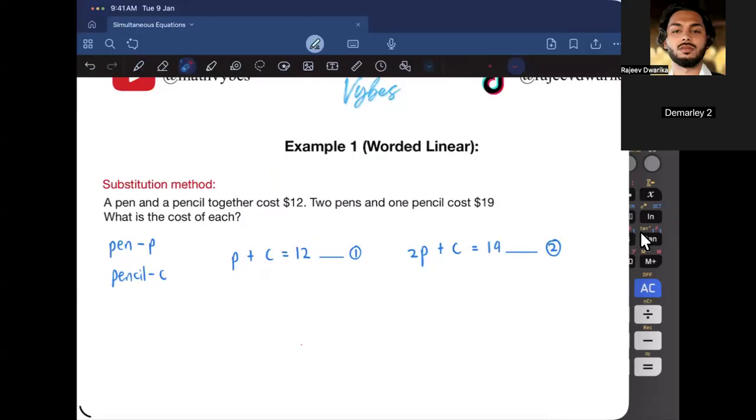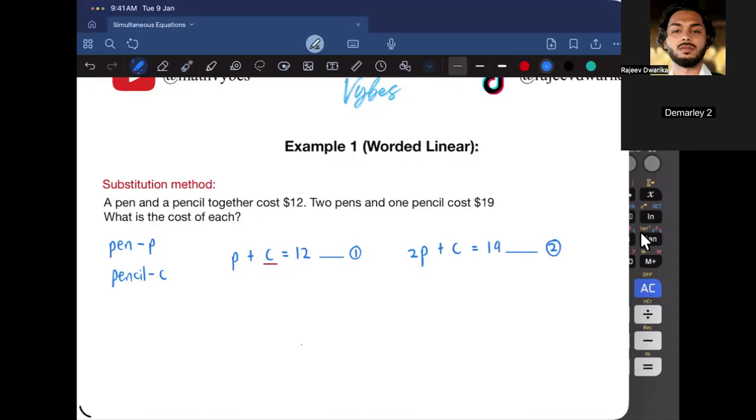I want you to pick an equation. You could pick any equation you want. Do you want to pick one or two? Let's start with one. And in one, what do you want to make the subject of the formula? You could pick either, it doesn't matter. So you want to make C the subject? Okay, we could do that.